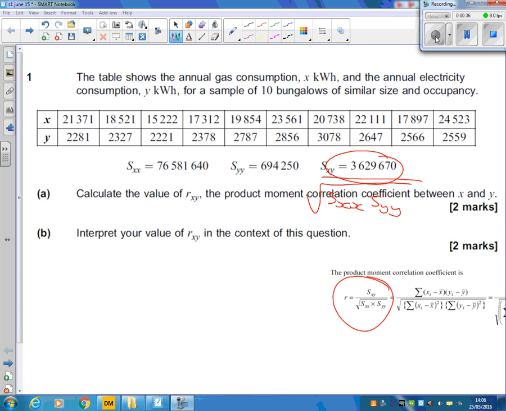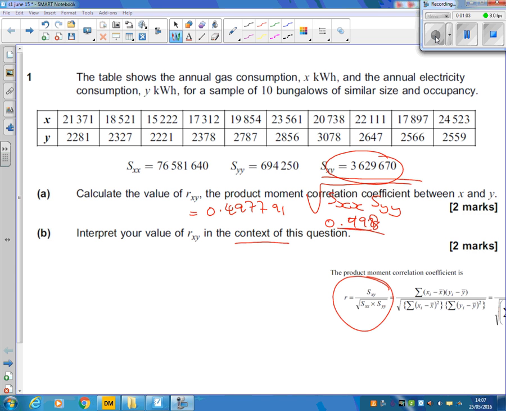Gives you an answer of 0.497791, and you can round that to your normal three significant figures. When it goes up to 0.498, doesn't it? 0.498. The interpretation in context is always here, but wasn't done very well in this paper apparently.